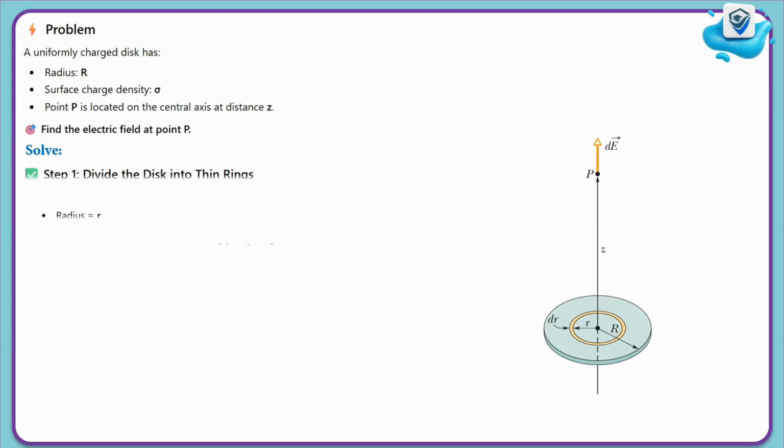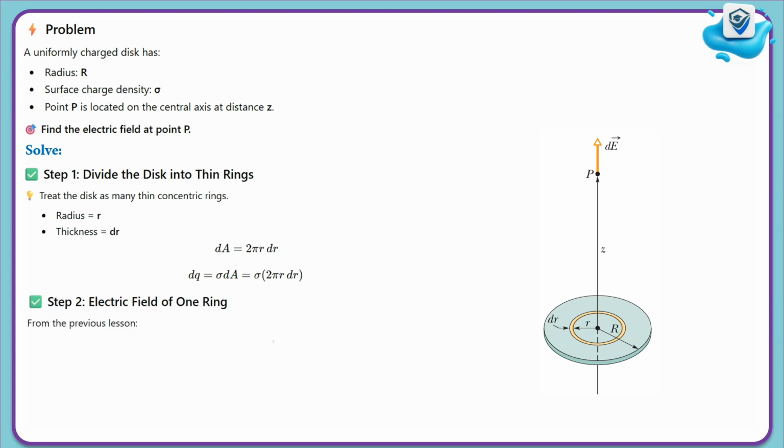Step 1. Define the charge element. The area of one thin ring is simply its circumference multiplied by its thickness. Since the circumference of a circle is 2 pi r, the area becomes 2 pi r dr. Now multiply this area by the surface charge density, sigma. That gives the charge of one ring. dq equals sigma times 2 pi r dr.